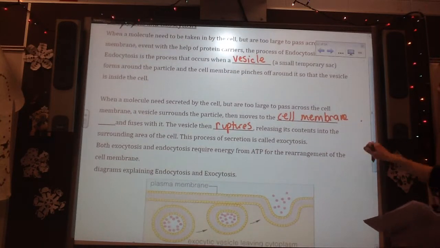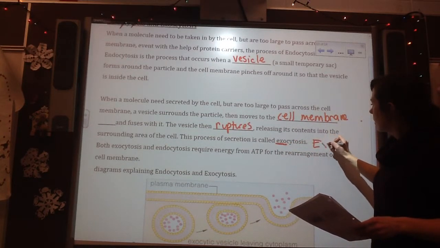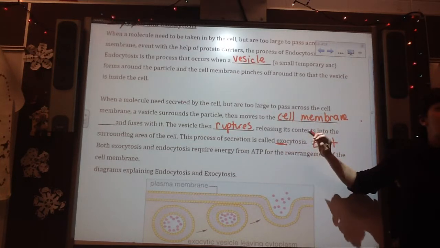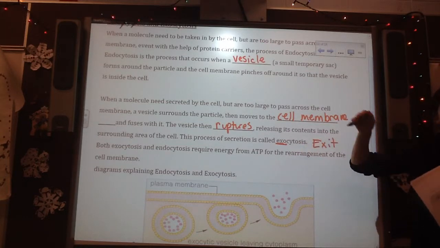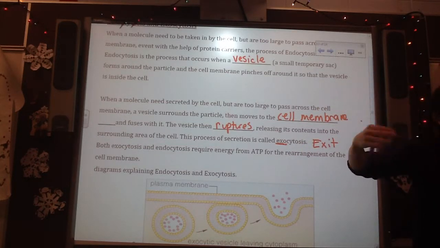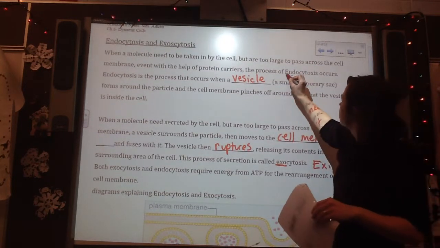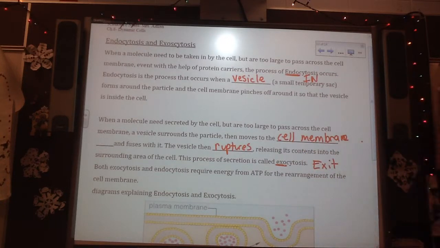Now, look here. Yeah, exactly. Exocytosis is just like exothermic, right? Exocytosis, exiting, just like exothermic, the thermal energy was exiting. And then here, endocytosis is coming in, just like endothermic was.